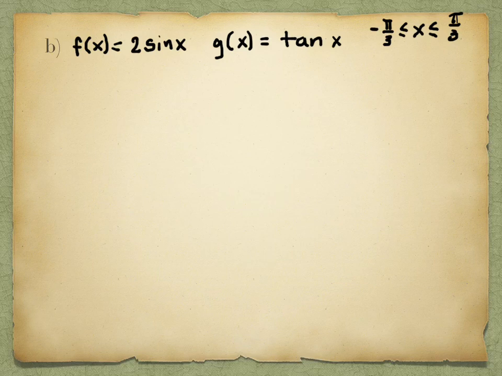All right, part B. We've got one function that's 2 sine x, the other function that is tangent of x. The nice thing on this one is that they tell us we're going to go from negative pi over 3 to pi over 3. They give us the limits of integration. Now that may mean that it's bounded. In fact, it will, because the directions say find the bounded area. But the beauty is they didn't make us find where they actually crossed. So that's a good thing. We've got less to do.